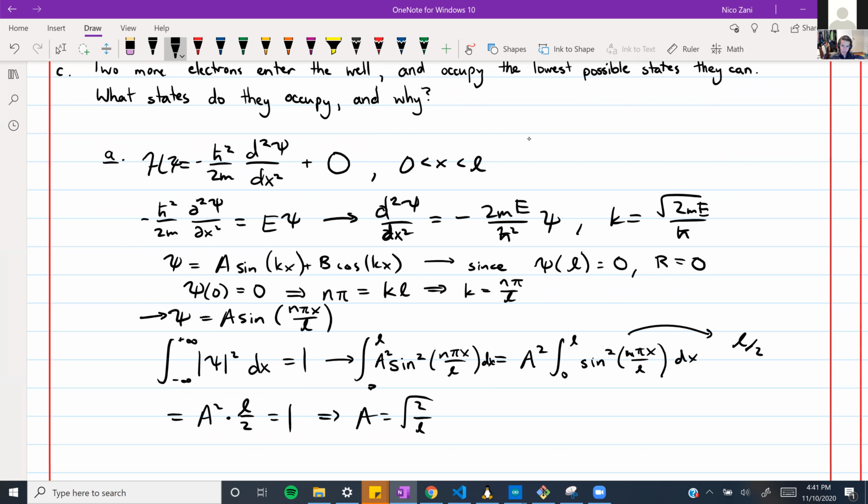I'm going through this a bit quickly because I think you guys have all seen this before. And then I'll also just quickly say that the energy is equal to h bar squared k squared over 2m. And that is just equal to, well, we know what k is, we know it's n pi over L. So it's h bar squared n squared pi squared over 2mL squared. Okay. Any questions so far? No?